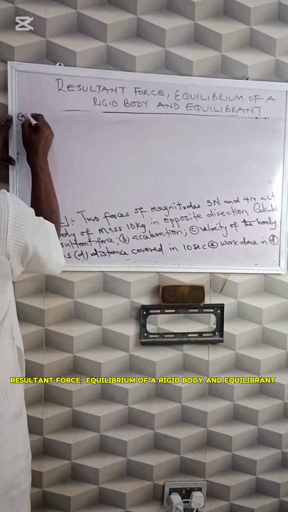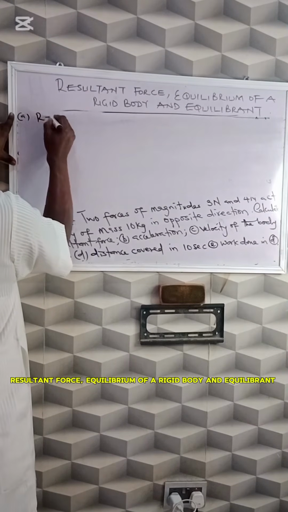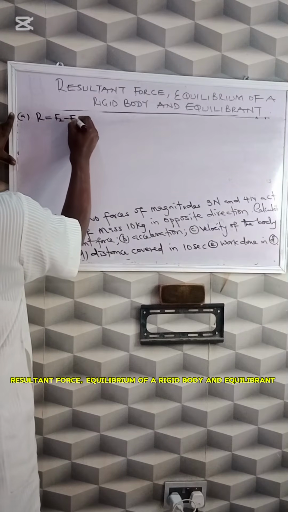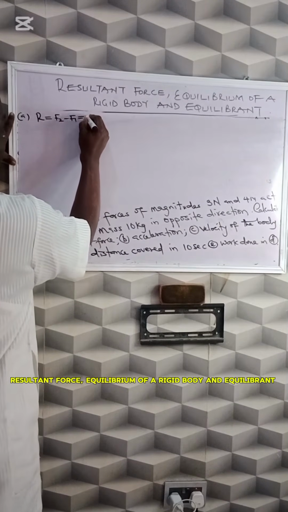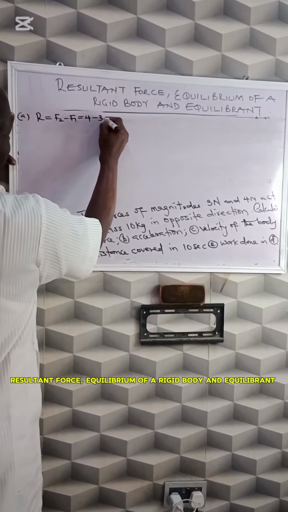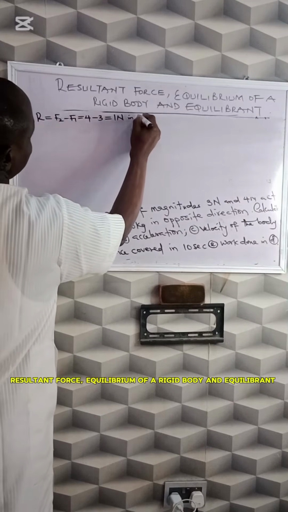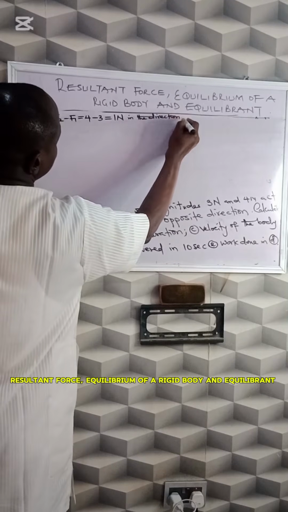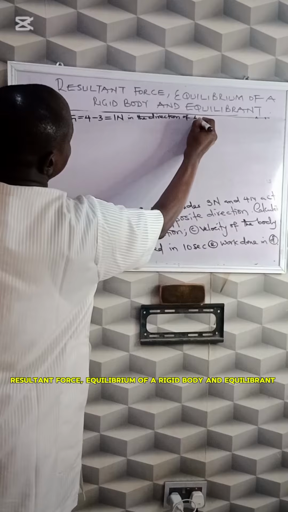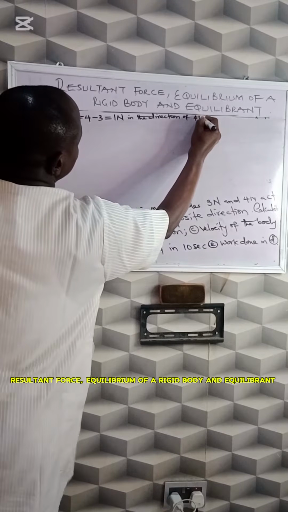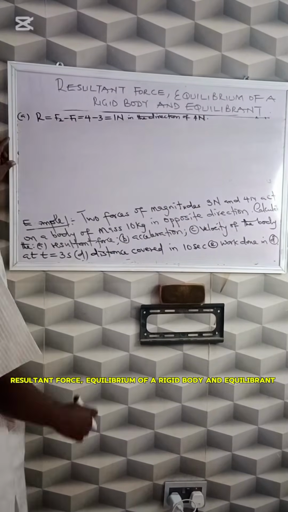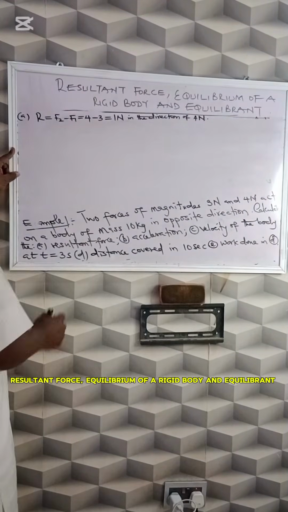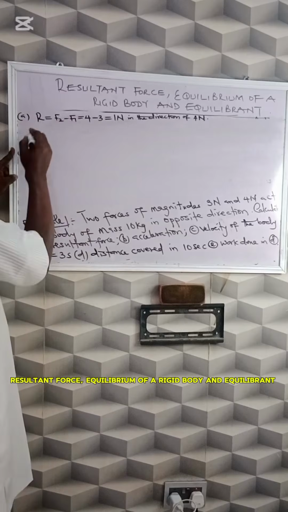So let's see A. Resultant force is equal to, since they are acting in opposite direction, F2 minus F1. So it will be 4 minus 3. So it will be 1 Newton in the direction of 4 Newton, because it's bigger than the 3 Newton. So the answer is 1 Newton.